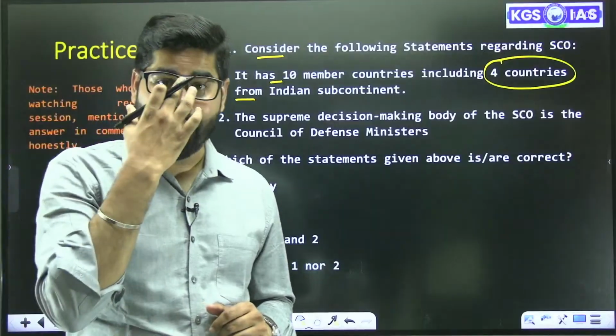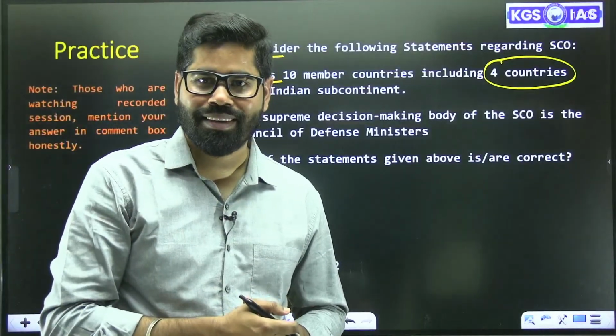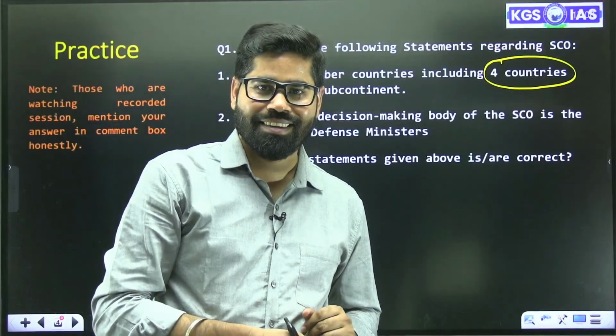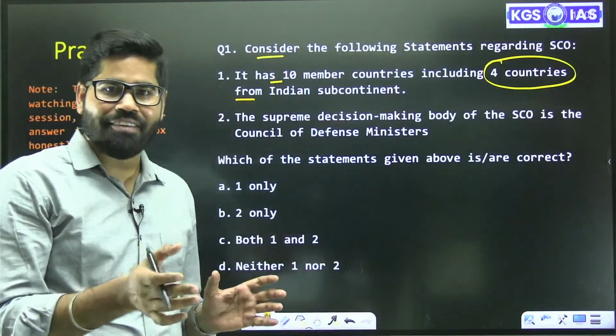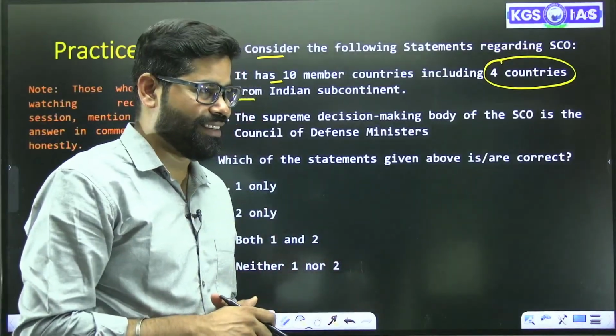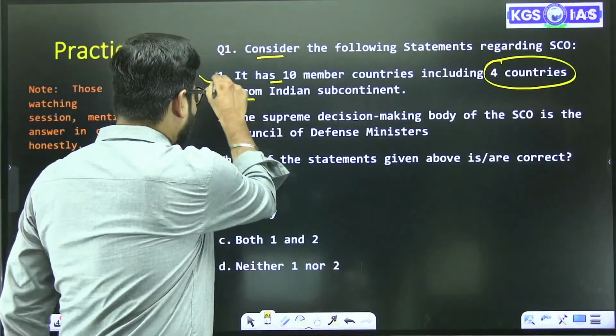China is not part of the Indian subcontinent. Iran is also not part of the Indian subcontinent region. So we cannot have Iran and China as part of the subcontinent. So this first one is incorrect.